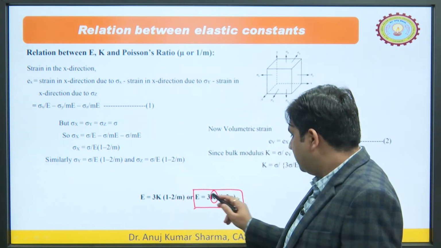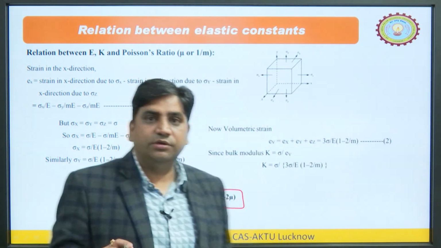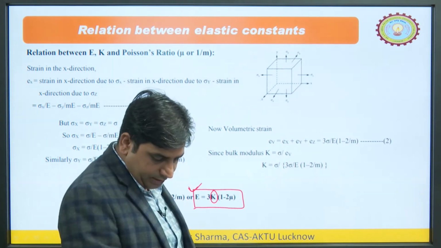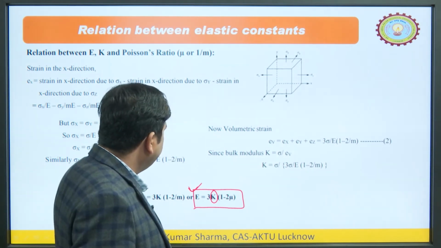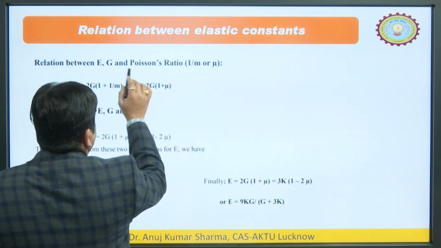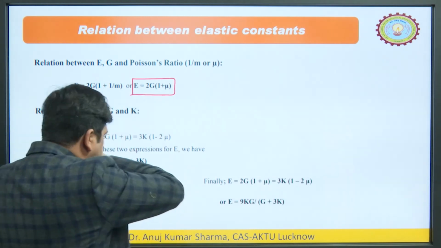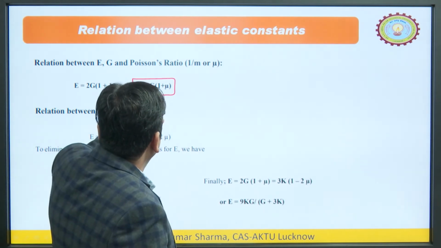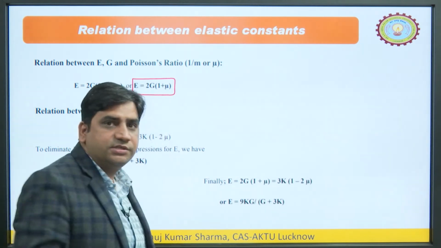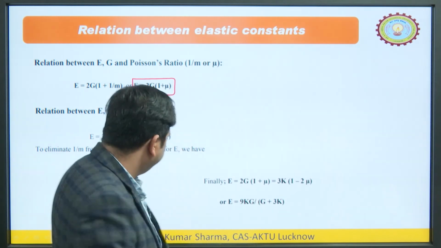So, that is the standard formula which we should remember, right. And another relation is the relation between E, G and mu. This is the second relation, E is equal to 2G into (1 plus mu). So, these are two very important relations. We will discuss the derivation of these formulae in the subsequent lecture.